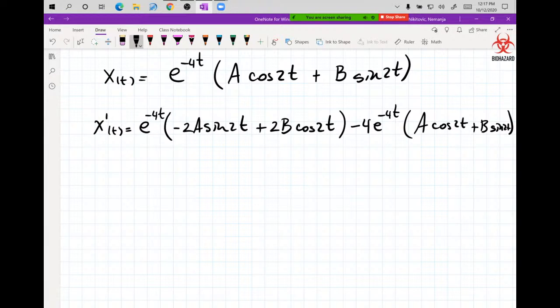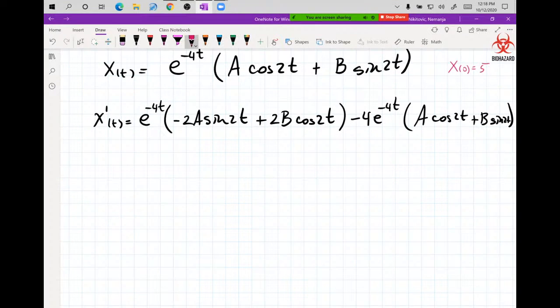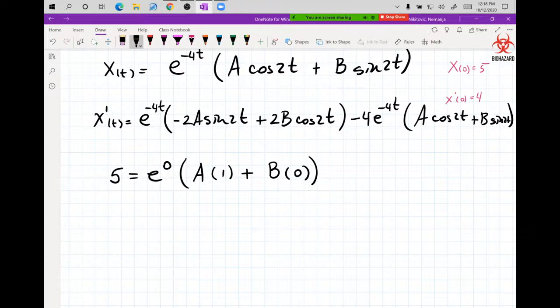And now we have our two initial conditions, right? The initial condition for the top equation is x of 0 was 5. And over here, x prime of 0 is 4. So now plug those everywhere. We have 5 is equal to e to the 0 times a times 1, because cosine of 0 is 1, plus b times 0, because sine of 0 is 0.